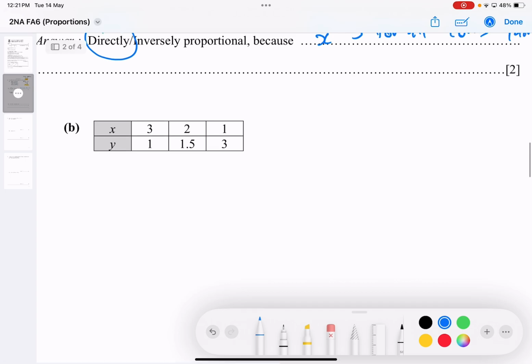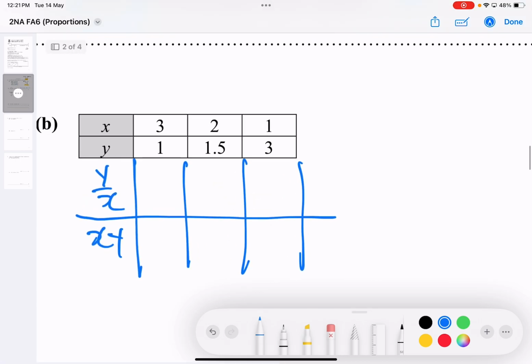Same thing. I'm going to write this same thing down: y over x. And I'm going to find x times y. Let's fill up this table together. Y divided by x. So I'm going to get 1/3 here. Y divided by x, 1.5 over 2. Y divided by x, 3 over 1.